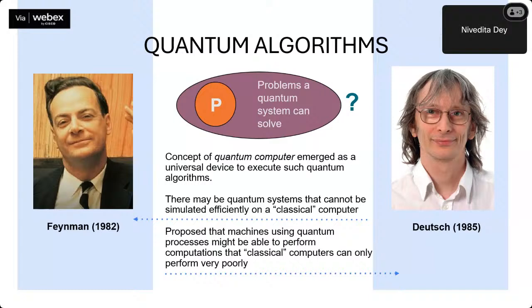So both of them propose that machines using quantum processes might be able to perform computations that classical computers can only perform very poorly. Today, if time permits, we will see, in a very detailed way, the advantage of a quantum algorithm with respect to a classical algorithm. We'll see in front of our eyes that yes, you can actually visualize a quantum advantage. Maybe it is not a very significant advantage, but it is definitely an advantage with respect to the best possible algorithm for that problem in our classical setup.